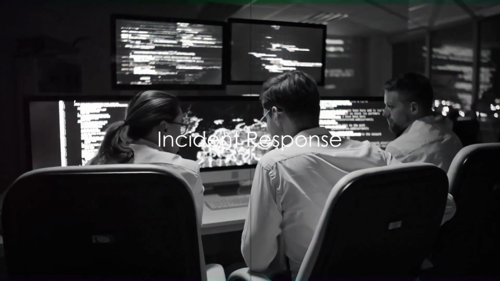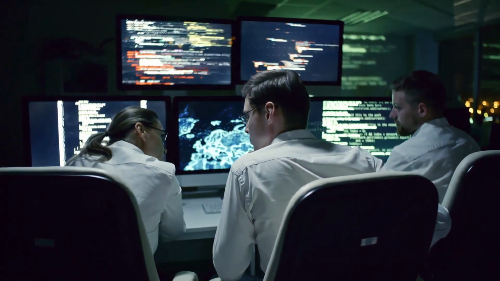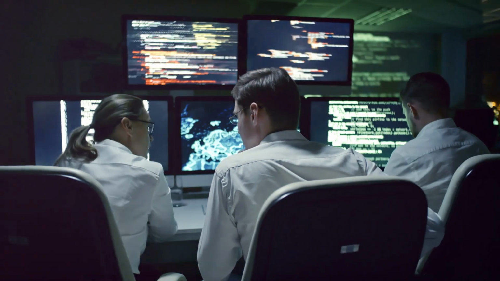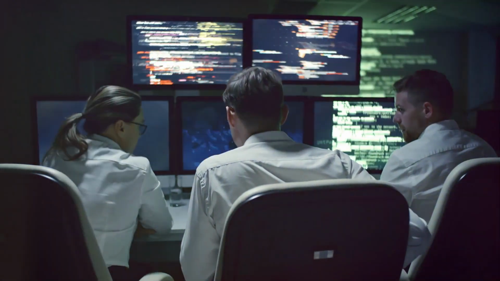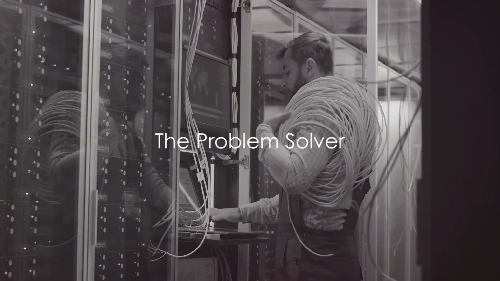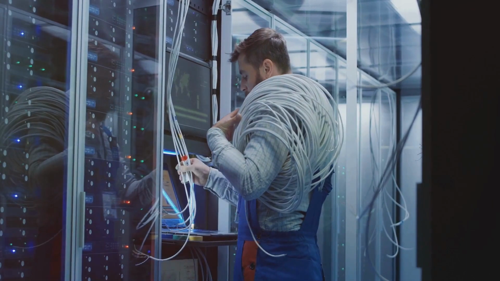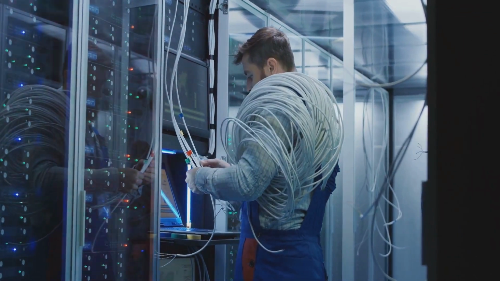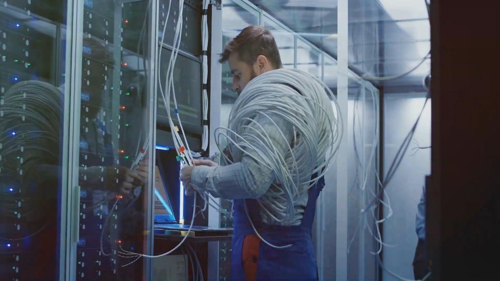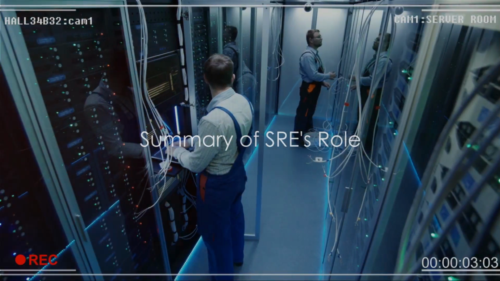Another critical aspect of an SRE's job is managing incident response. They are the first line of defense when something goes wrong. They troubleshoot, diagnose, and often fix issues before they impact customers. In essence, an SRE is a problem solver. They are the ones who ensure that the digital infrastructure, the backbone of almost every modern business, is robust, scalable, and dependable.